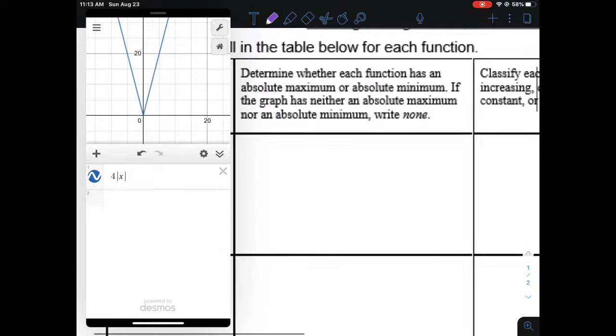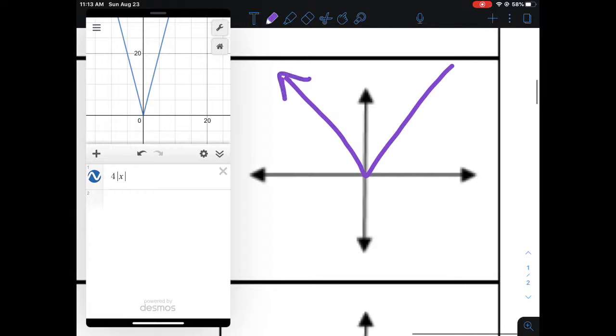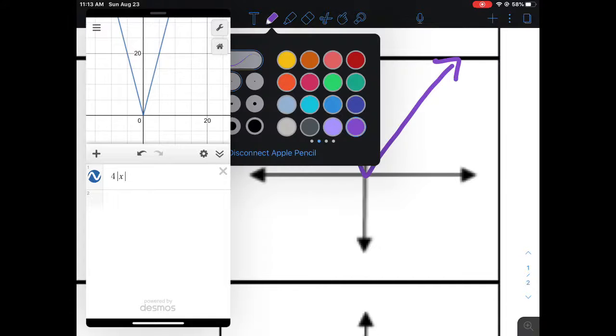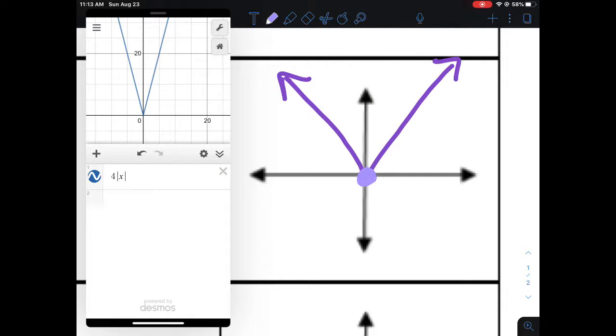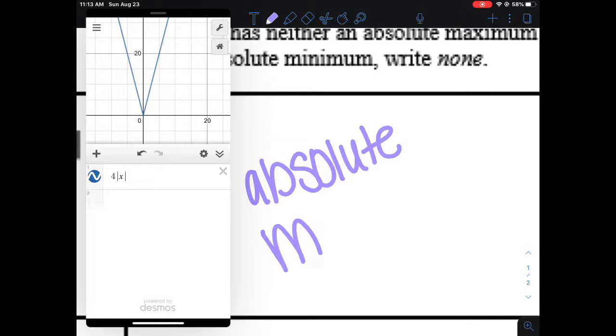Okay, does this function have an absolute maximum or minimum? Remember, maximum was the top of the graph, minimum was the bottom of my graph. So does this one have a top or a bottom? Well, if I draw these arrows, it looks like it's going up forever. And it looks like we have a bottom right at that light purple dot, meaning that we have an absolute minimum.